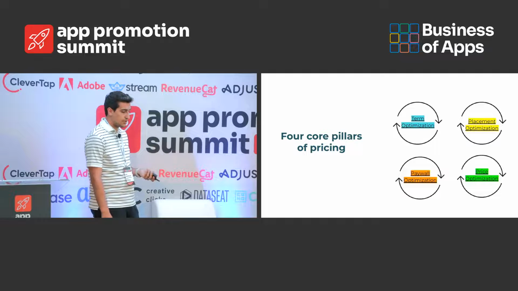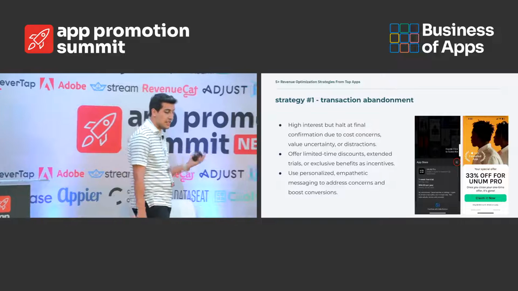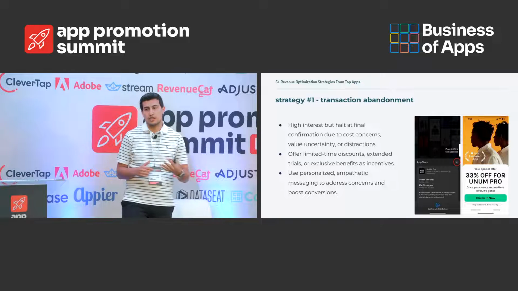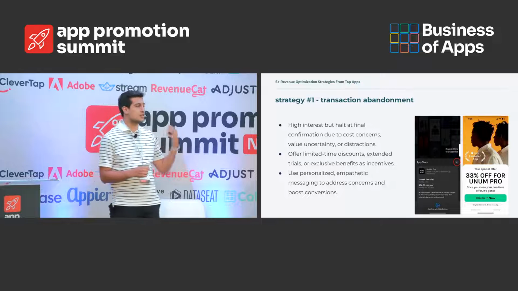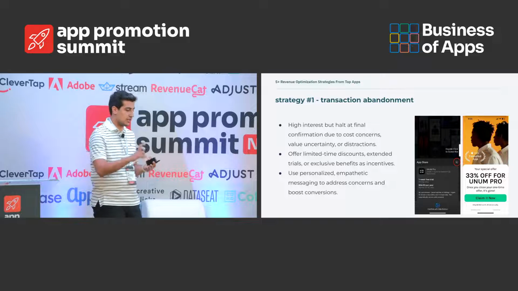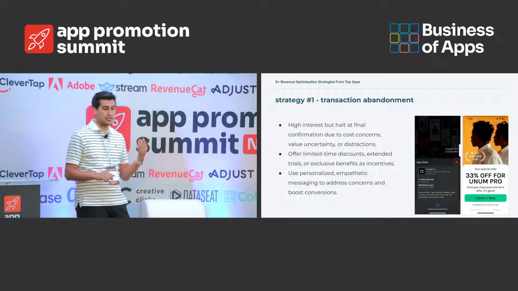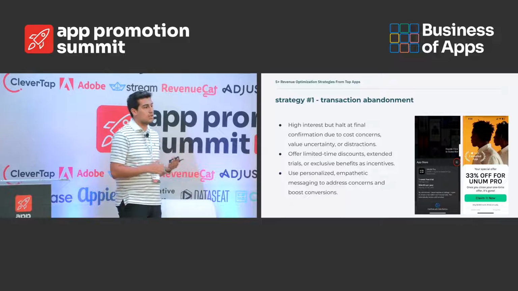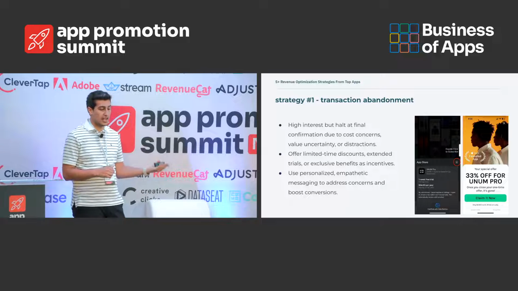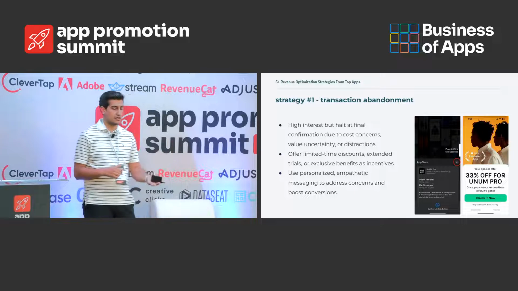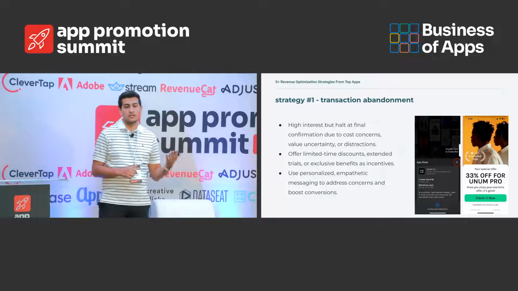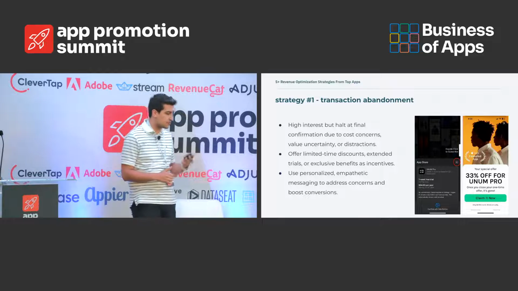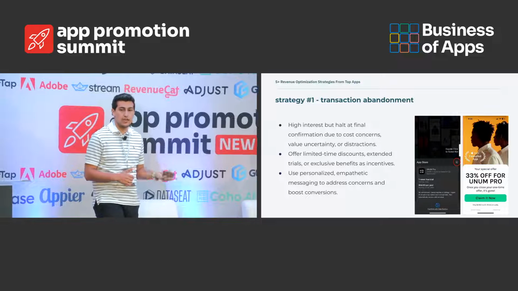So let's move on to the first one, which is called transaction abandonment. Transaction abandonment happens when somebody sees your paywall, clicks on the start free trial button or a buy button, and then they see Apple's confirmation dialog, but they cancel and abandon their transaction. In general, only around 20% of transactions get completed after seeing this confirmation dialog. That means you are losing around 80% of users who click on the start free trial button or the buy button, and then cancel and don't make the purchase.